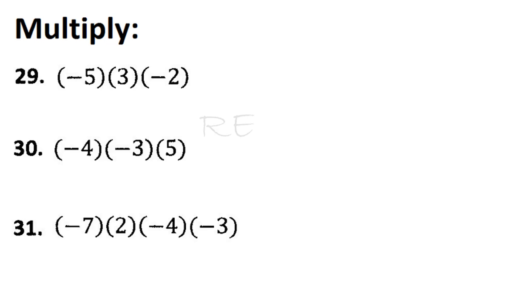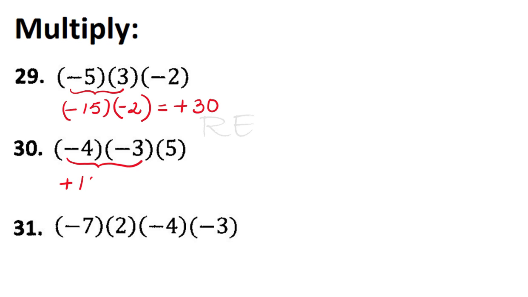For multiplication, we're going to multiply 2 at a time. Negative 5 times 3, negative 15, negative by a positive. A negative by a negative will be positive, and 2 times 15 is 30. A negative times a negative is positive. 3 times 4, 12. Times positive 5. And positive times positive is positive. So the answer is going to be positive 60.